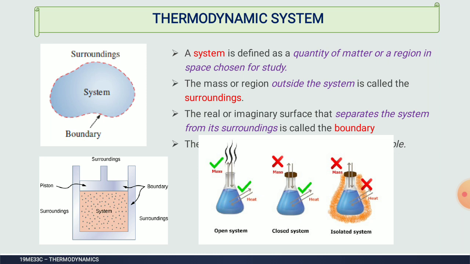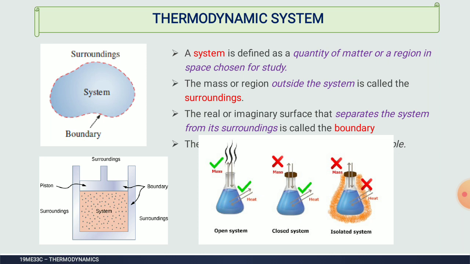Okay, then a system may be considered closed or open, depending on whether it is a fixed mass or fixed volume in the space chosen for study. A closed system, another name is control mass. That word shows the meaning: mass is controlled by a particular definite area.